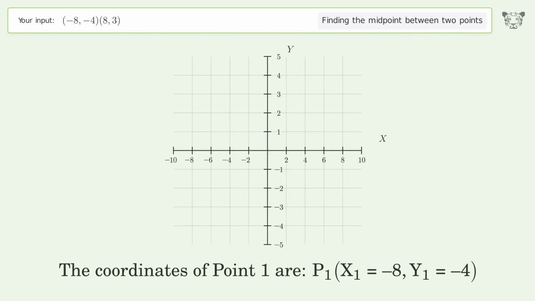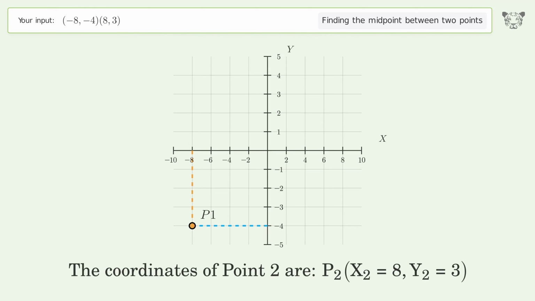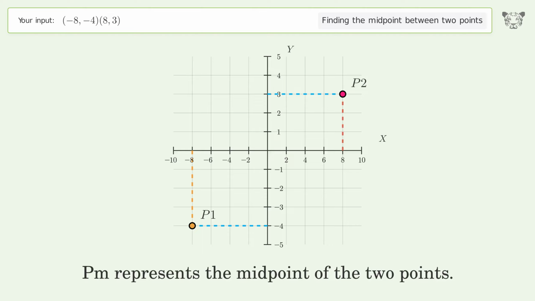The coordinates of point 1 are, x1 equals negative 8, y1 equals negative 4. The coordinates of point 2 are, x2 equals 8, y2 equals 3. PM represents the midpoint of the 2 points.